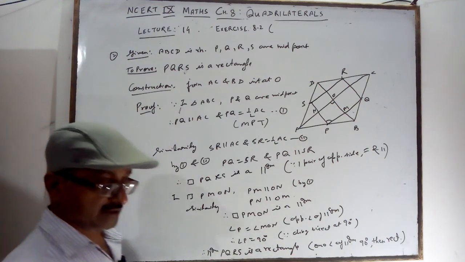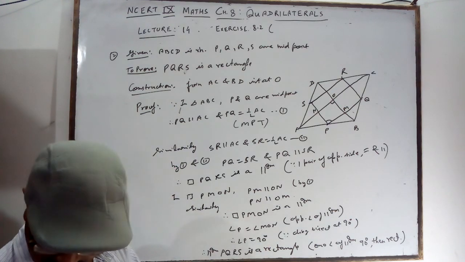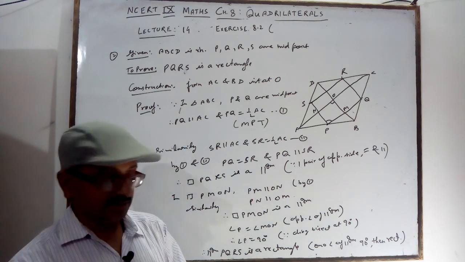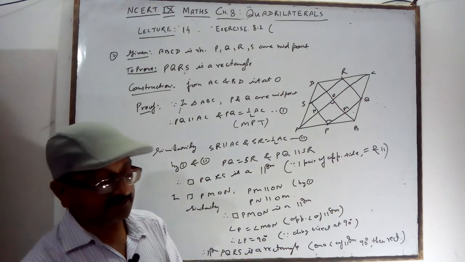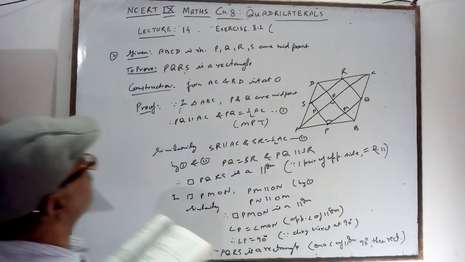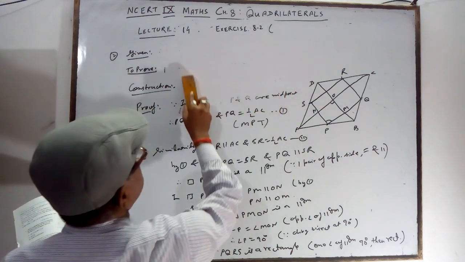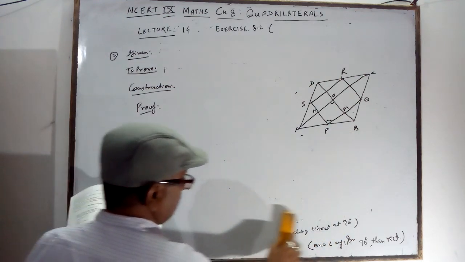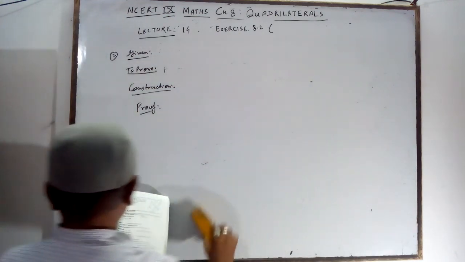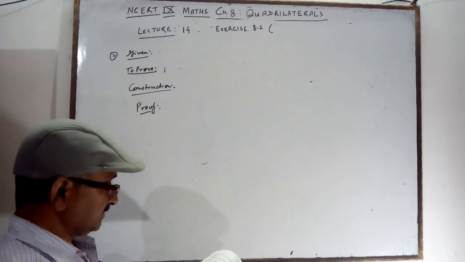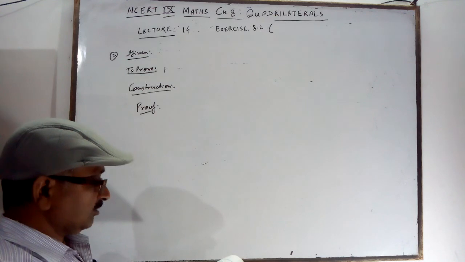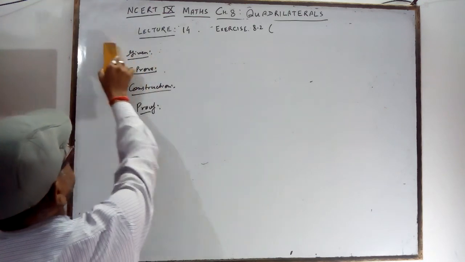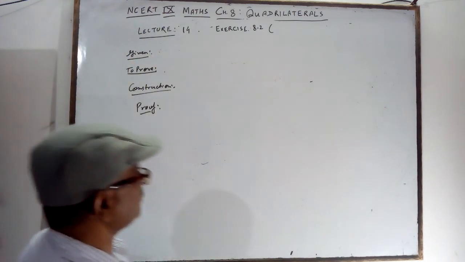Now we will see question number 3. In question number 3 it is given that ABCD is a rectangle, just the converse of this. ABCD is a rectangle. In this rectangle, you want to prove that the line joining the midpoints of the sides, PQRS, quadrilateral PQRS is a rhombus. Just the converse of it. This is question number 3, the converse of question number 2.